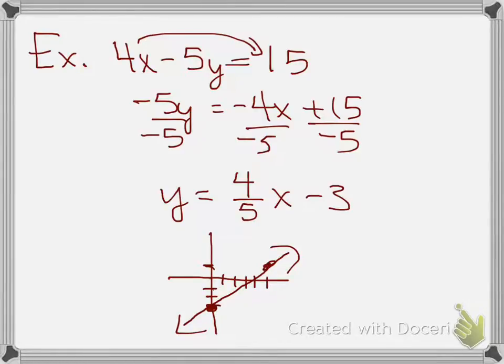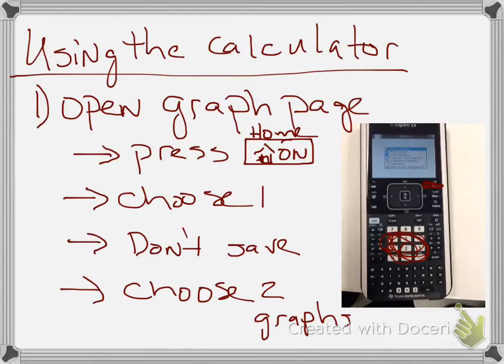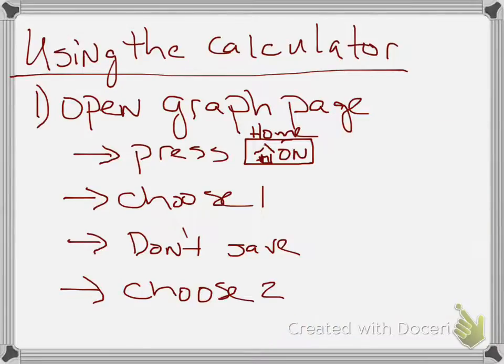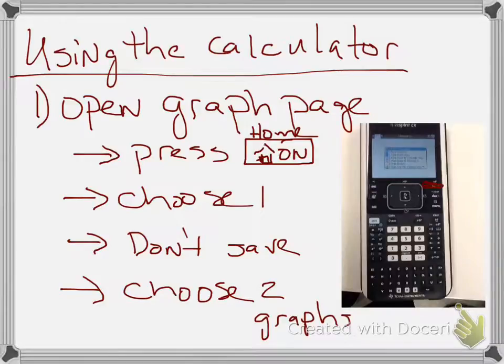Okay, so the next part talks about using the calculator. Just to make sure everyone's on the same page, let me back up a wee bit. I want you to press the home button, that's this button right there. Choose one, choose don't save, and then choose number 2 graph. I think here it'll say yes, no. You'll choose no. And then choose the number 2 graphs. It should say add graphs.